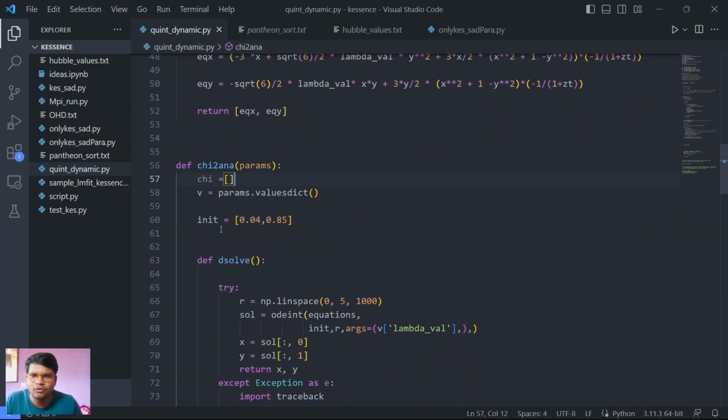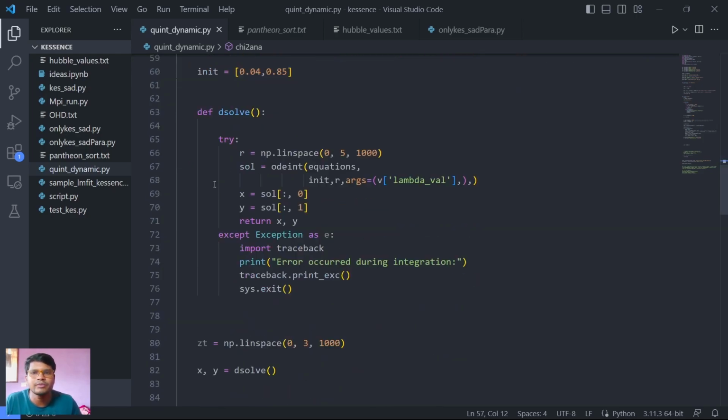Now we have params.valuesdict, and we have to write it here. Now init is equal to 0.04 and 0.85, and now we have the definition which is dsolve, right? In this definition of dsolve, you have the differential equation. So how can we do it? Let us say we have written try and except. I will show you in a minute why we have written it.